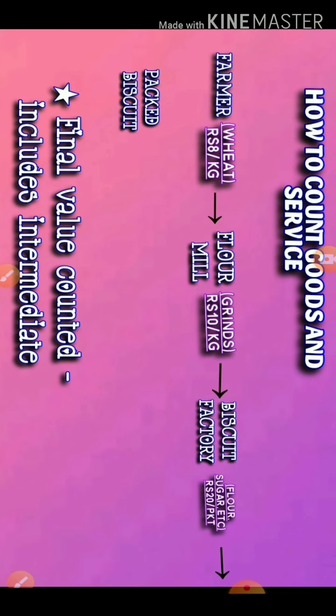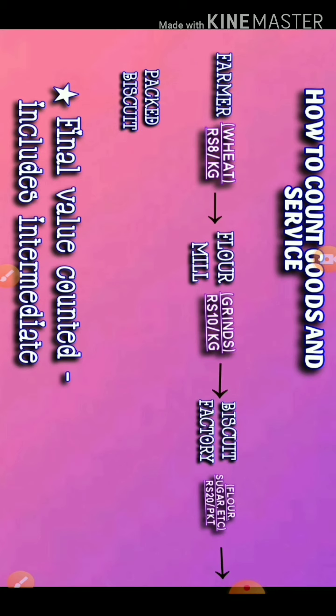Now, how to count goods and services? This is very important to understand to avoid any kind of double counting. So, what is double counting? What we need to do is make sure that the product we are adding is added only once. So what is double counting? Counting the value of a product more than once is called double counting.